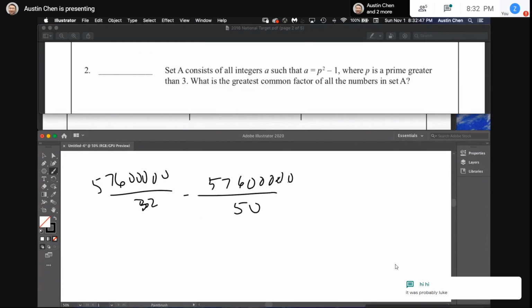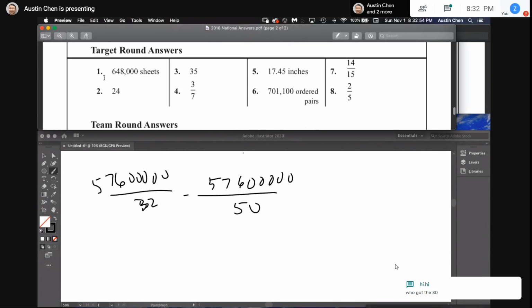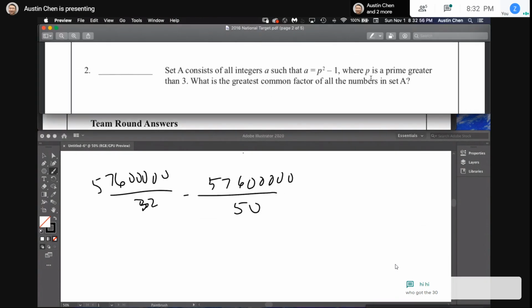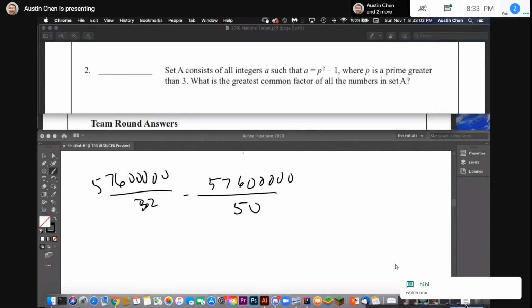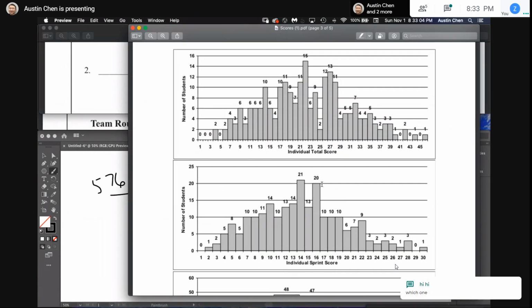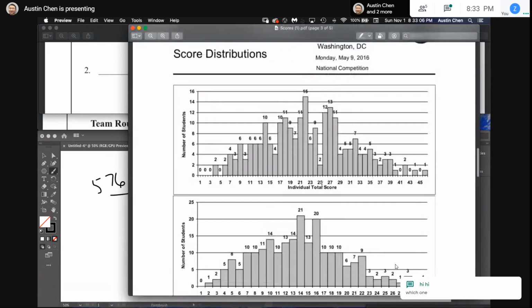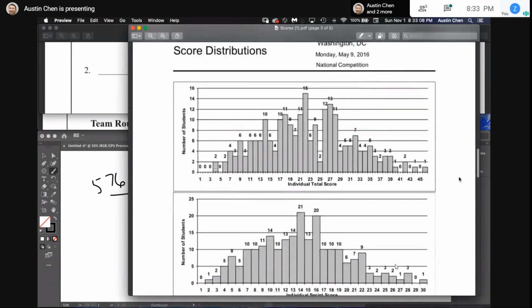Set A, for this I got 648000. Yeah, that's the answer. Also, if you're interested, there was one problem that nobody got right. Oh yeah, we'll talk about that next meet. Yeah, next meet we'll get to that problem.